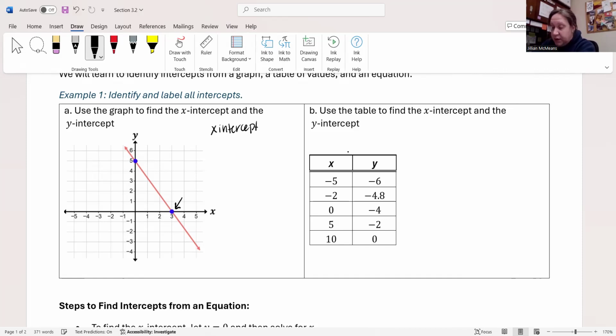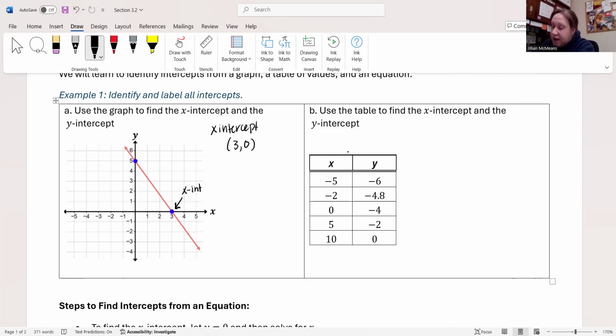Well, that would be this point right here. So that's our x-intercept. A lot of times I'll abbreviate it to just x-int, okay? And to get to that ordered pair, I would have to go to the right 3, but then I stay there. I don't go up, I don't go down, so my y-coordinate is 0.